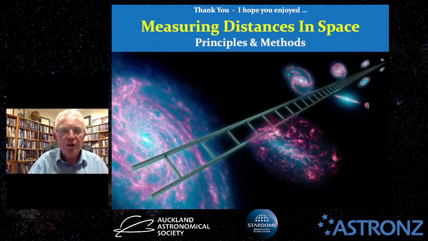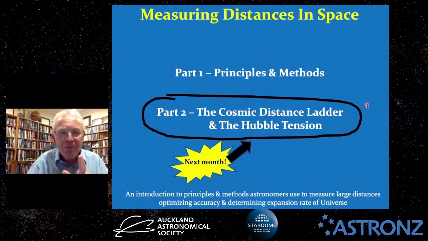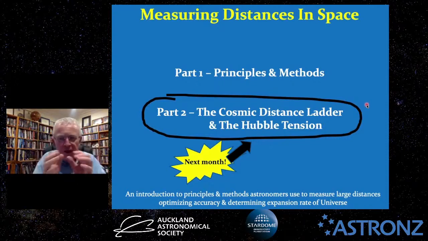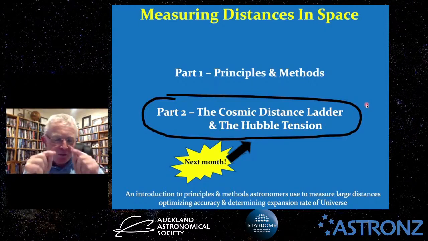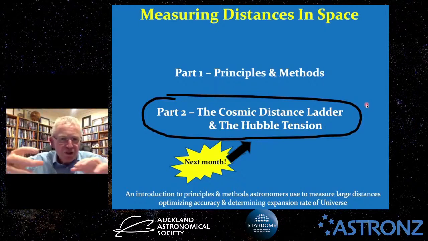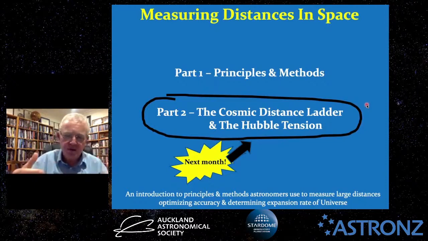So thank you. I hope you've enjoyed measuring distances in space, principles and methods. And I'm just going to make a little plug. So we've done that this month. Next month, what to look forward to, I'm going to introduce the concept of the cosmic distance ladder. Because you think, okay, these guys are doing these different measures. How can they fit in? How do they know how accurate they are and how precise these measurements are? And the astronomers use a tool merging all these different methods together with some overlap, called the cosmic distance ladder, to ensure their accuracy. And I want to introduce that next month.